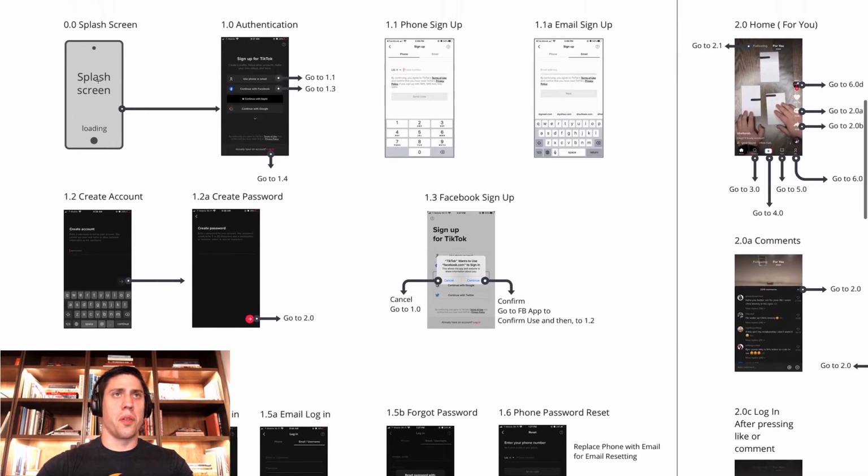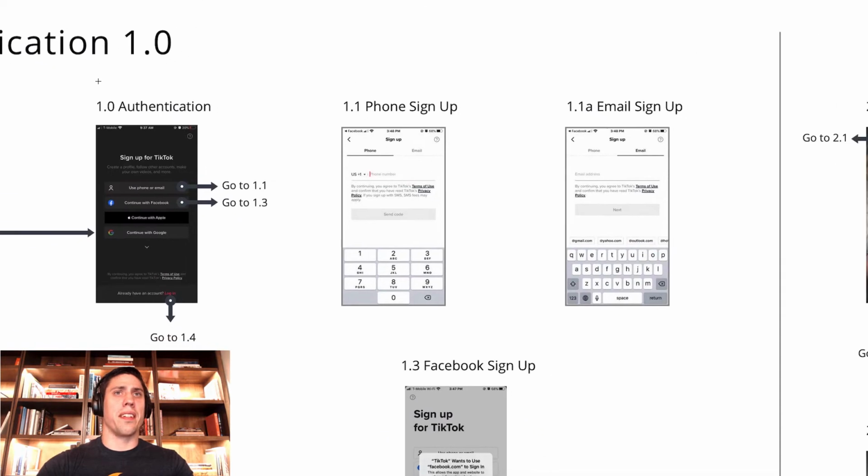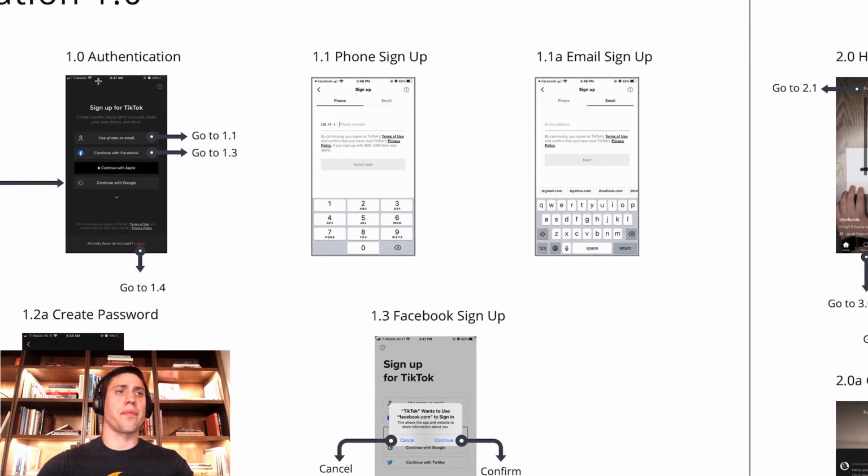So I'm just going to zoom in here a little bit so we can see this a little bit better. There we go. All right, so authentication flows, authenticating through TikTok, you have a couple different methods. You have a phone or email address, and if we go to 1.1, which is right over here, we can see we have laid out the phone sign-up method and the email sign-up method.